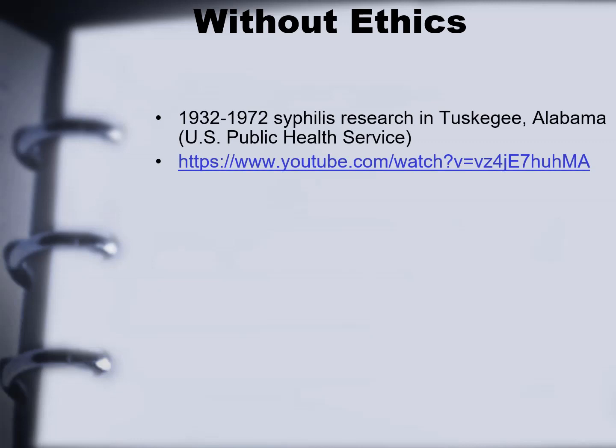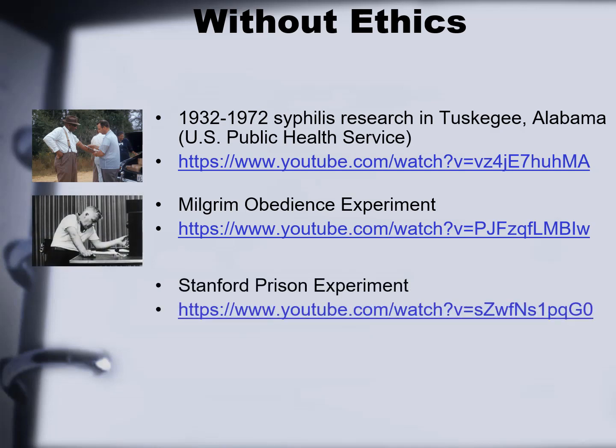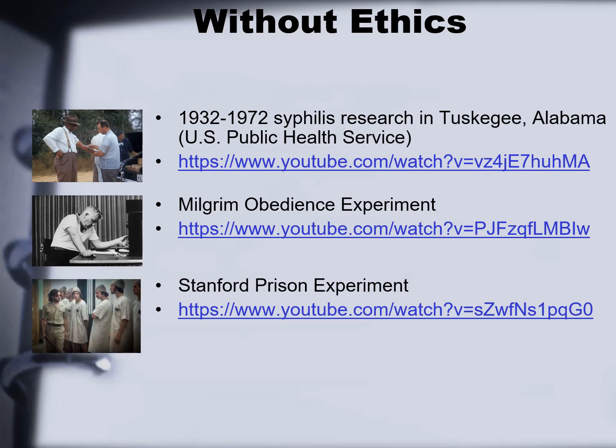Hi again, welcome back. I hope that helped and that you're ready to go on with this presentation. Okay, so let's talk about what research was like without ethics. There are a number of infamous cases that are well publicized that you may be familiar with. For example, the 1932 to 1972 syphilis research study in Tuskegee. There was the Milgram obedience experiment. Of course, the Stanford prison experiment. And I say of course because many people who were psychology undergrads especially are probably very familiar with this one.